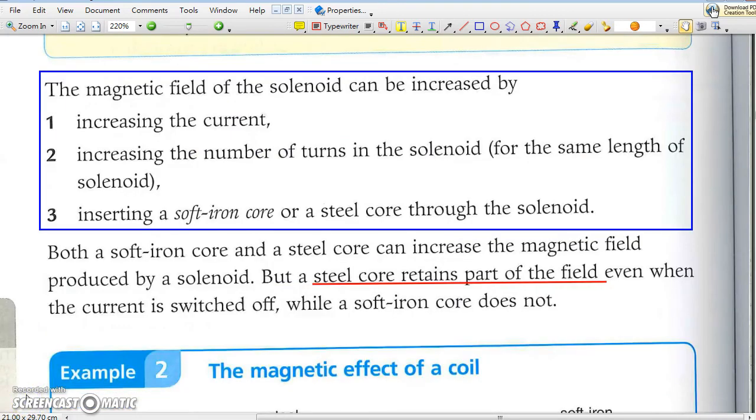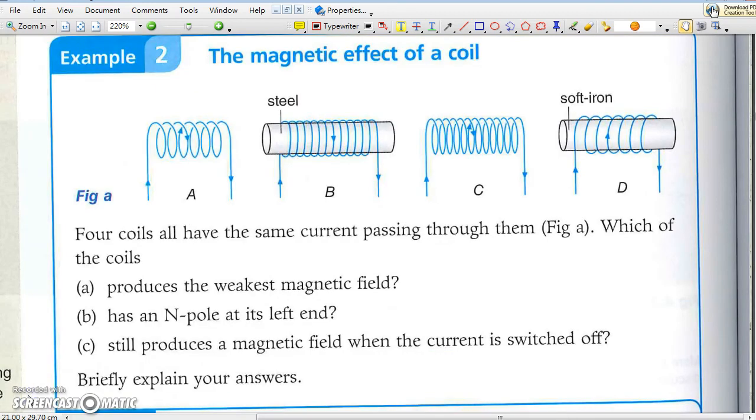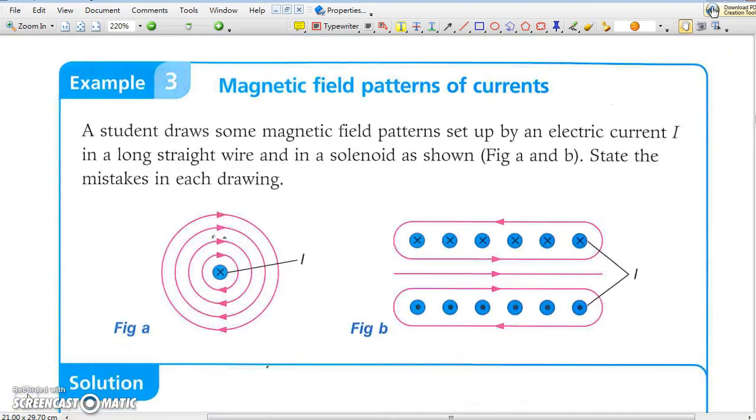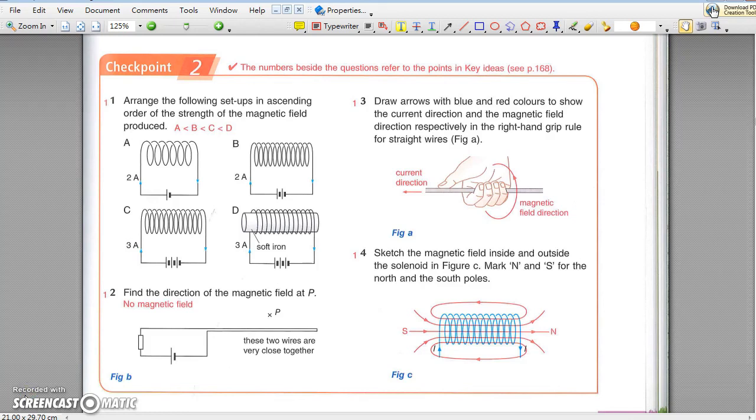Soft iron core is so called because the induced magnetic field disappears as soon as the external magnetic field disappears. On the other hand, steel retains part of its magnetic field even when the external field disappears. In example 2, the magnitude and direction of magnetic field of a current carrying solenoid are investigated. The actions of steel and soft iron are also compared. In example 3, the magnetic field patterns of different current configurations are examined. Now try check point 2 below.